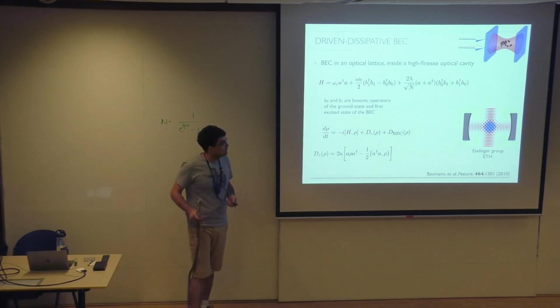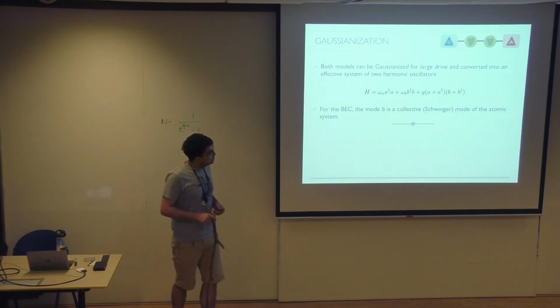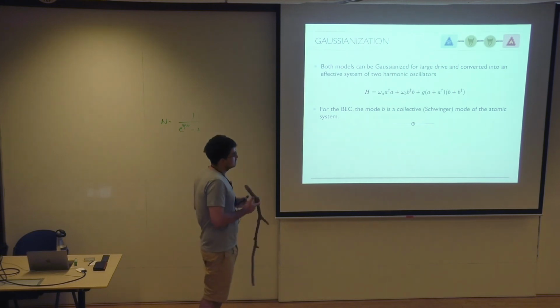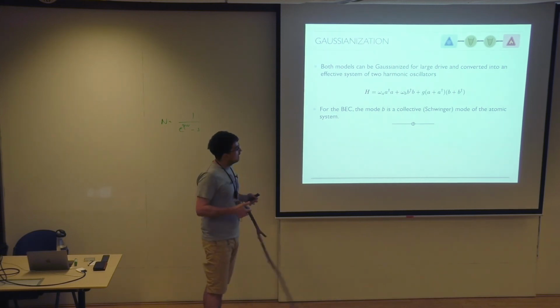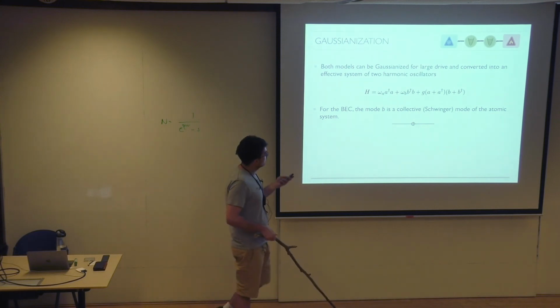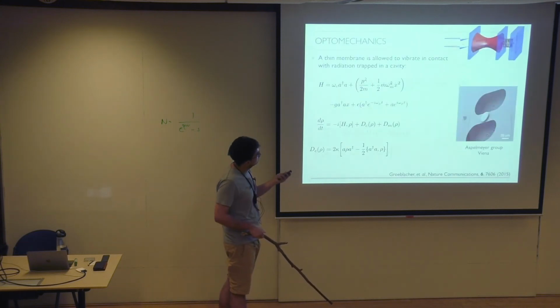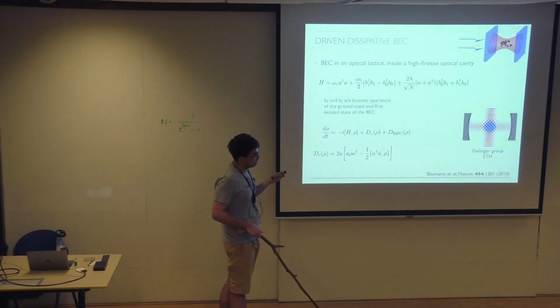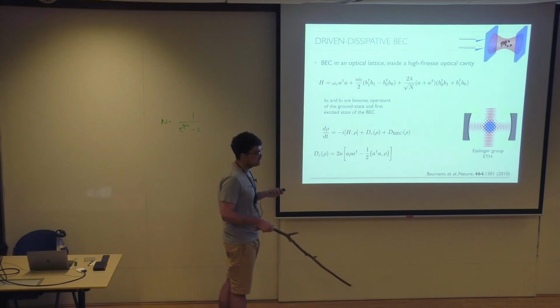Now, what you do is, first of all, you Gaussianize. What's interesting about these systems is that they can be Gaussianized. So you can operate in a regime where they behave as Gaussian, even though neither of these Hamiltonians, neither this nor this, are Gaussian Hamiltonians. They are cubic, so they would not fall into this Gaussian framework that I showed you.